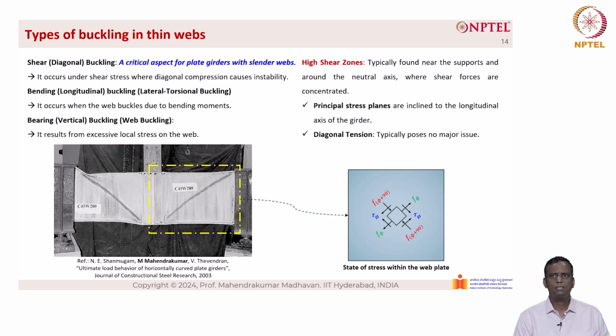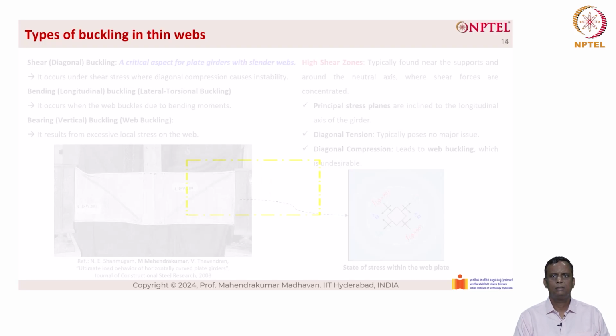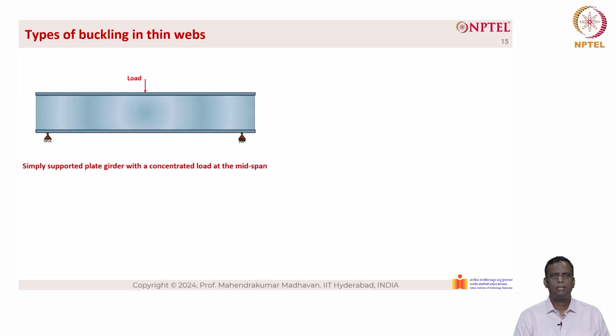The diagonal tension typically causes no major issue because tension is very much helpful for taking more load. However, the diagonal compression leads to web buckling, which is undesirable. Now, if you look at a plate girder, the load is applied at the center. This is a simply supported plate girder with a concentrated load at midspan.